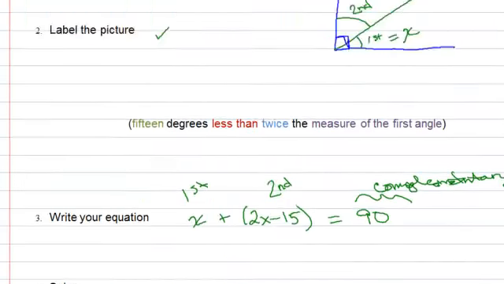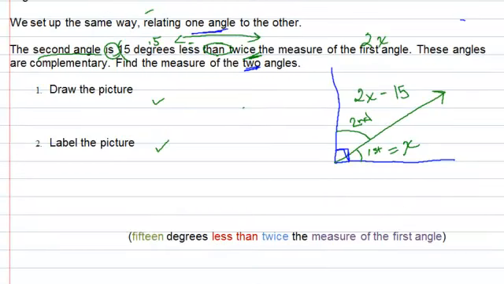I'm going to slide back up here and say, all right, well, here's our picture. And we need to make sure that we're answering the question. So the first angle is 35 degrees.